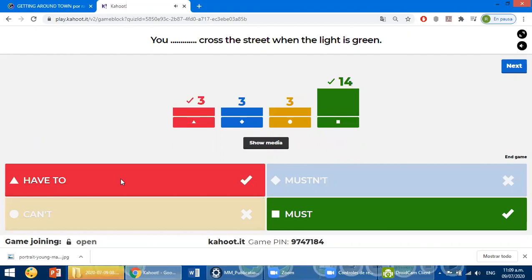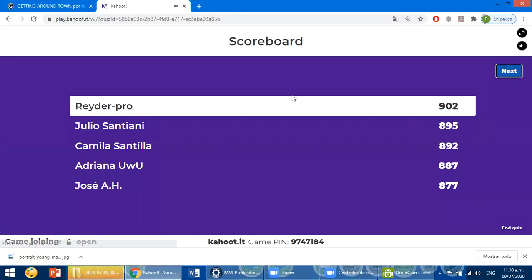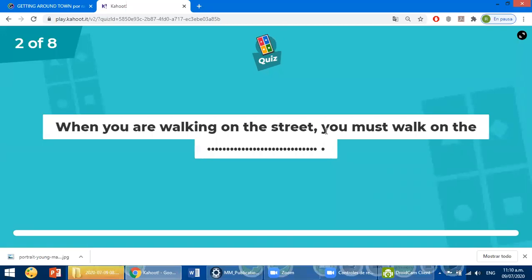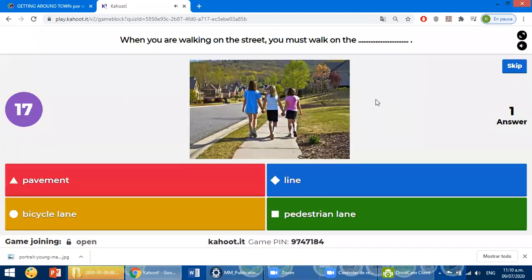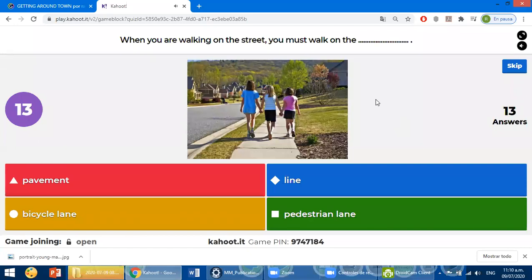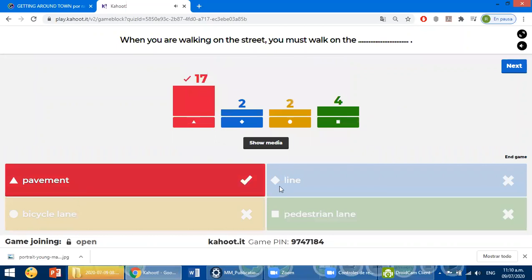Very good. You have to cross, okay? It's a possibility. The other possibility is you must cross. But not a negative, right? It's not a prohibition. When the light is green, you must cross. Pero ¿cuál cuenta más puntos? You have to cross. Okay, the same. The two options are okay. When you are walking on the street, pavement, remember, pavement, not on the line. Not on the bicycle line, only for bicycles, on the pavement.